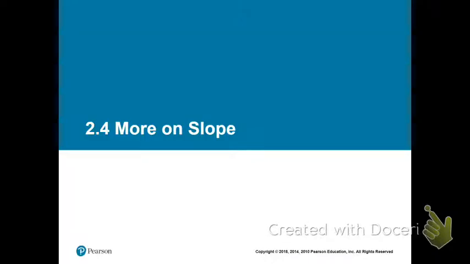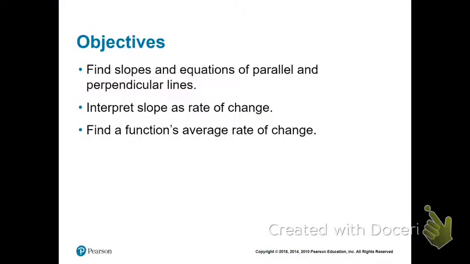Okay, lesson 2.4 talks more about slope. Our objective for this lesson is we're going to find the slopes and equations of parallel and perpendicular lines. We're going to interpret slope as a rate of change, and we're going to find a function's average rate of change.